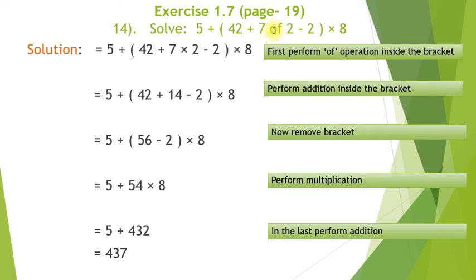As you know that we replace OF by the multiplication sign. So 7 of 2 means 7 multiplied by 2. 7 2s are 14. So we have performed the operation inside the bracket. First we have to perform the operation inside the bracket. So we get 14 over here, 42 we copy over here, minus 2 is also copied, but 7 multiplied by 2 we get 14.